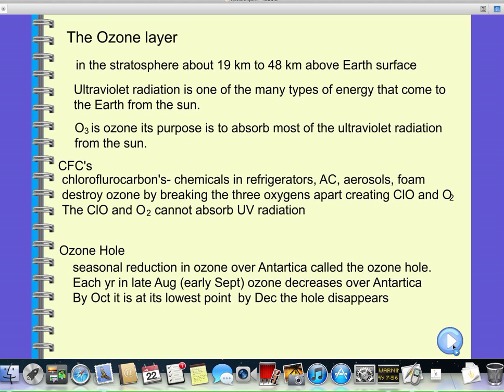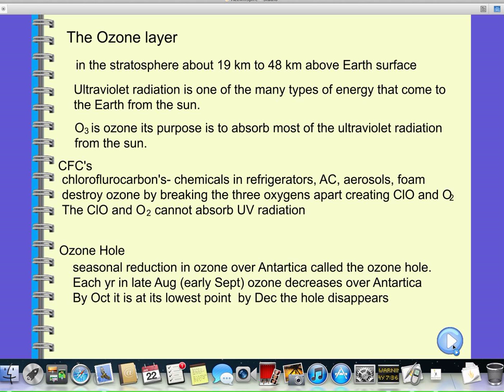Now, since we're on the ozone layer, we have to talk about CFCs and the ozone hole. Now, the ozone hole is a seasonal thing. It does happen, and it's a hole that creates in the ozone, basically over Antarctica. Each year in late August, early September, that hole begins to decrease over Antarctica. But by October, it's at its lowest point, and then by December, the hole almost completely disappears.